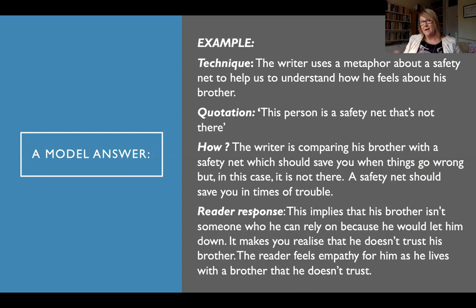Now, obviously, I've done a lot there, and you probably wouldn't have to write quite that much to actually get your marks. But the point is, you will have got several marks. You'll have got a mark for putting your technique. You'll have got a mark for putting your quotation, and you will have a few marks for showing us how that comparison works and how it makes the reader feel. So if you've done all of those things, then you will have got all your marks for that little section of the language paper.